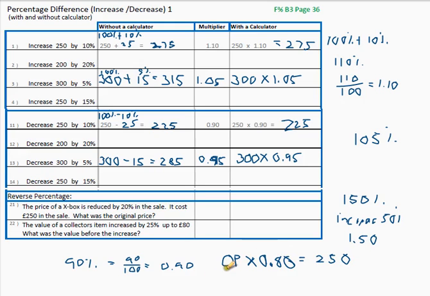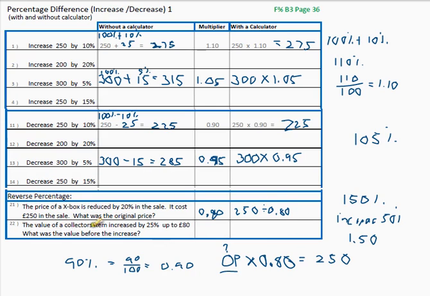In other words, we want this one, that is the unknown one. Our multiplier is 0.80. We want the original price, so we have to say 250 divided by 0.80, okay, to get your answer.